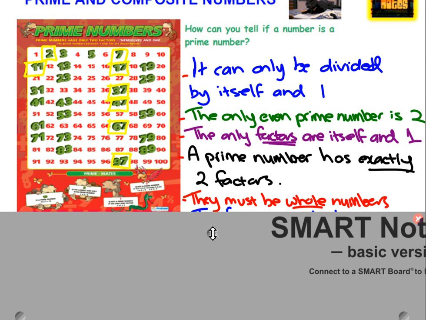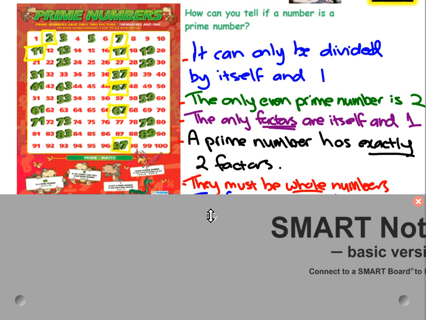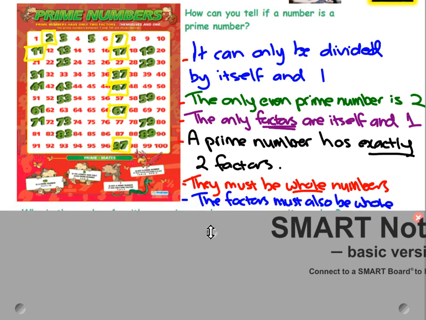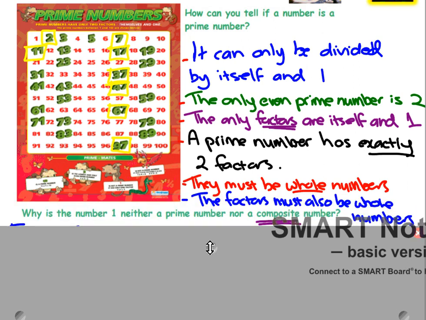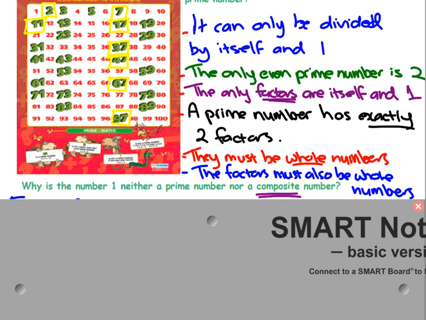Another one, they must be whole numbers, so that's important. Prime numbers must be whole numbers. They can't be decimals and fractions that are not whole numbers. Another thing, the factors must also be whole numbers, because by definition a factor is a whole number answer. So the factors must also be whole numbers. So feel free to pause and jot down any of these. And you can also have a look at the little chart of prime numbers over here.